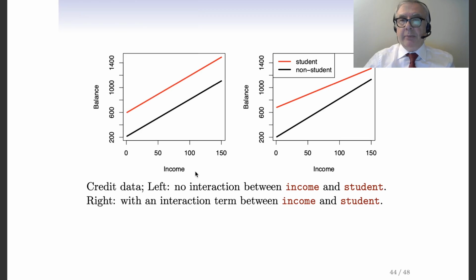Okay, and this can be seen by looking at the models when we plot balance predicted by the model against income. So in the model without interaction, the difference between student (red) and non-student (black) is only in the intercept. So we have parallel lines. In the case when we have an interaction term, we get lines that are no longer parallel because we have different intercepts and also different slopes.